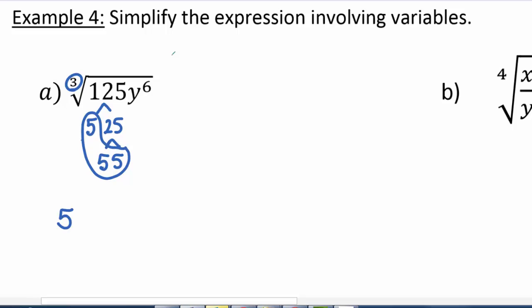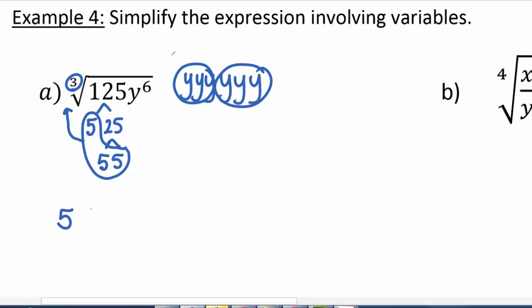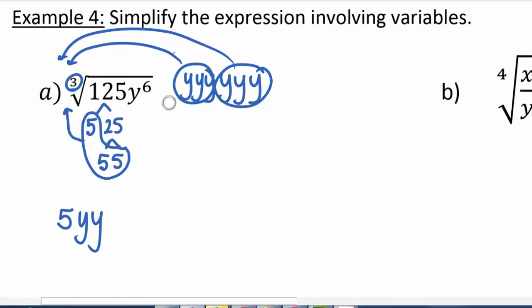Then I need to see if I get anything with my y's. This is y to the 6th power. You can look at this in a couple different ways. This is y times y times y, 6 times. I'm looking for groups of 3, so I'm going to circle groups of 3. For each group I get to bring 1 in the front. So that's y times y. There's nothing left over, nothing uncircled. So my final answer is just 5y squared.